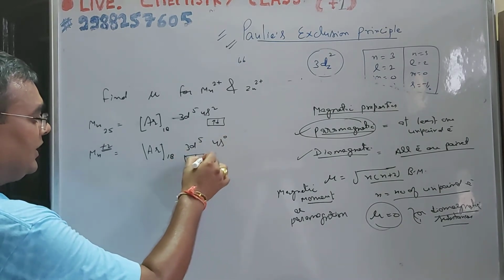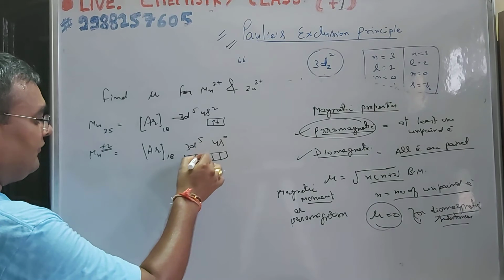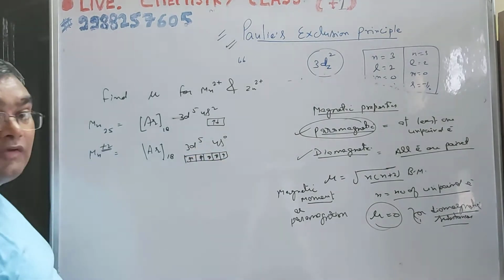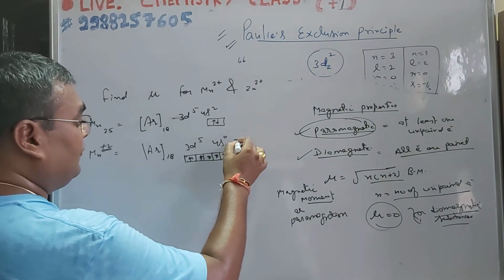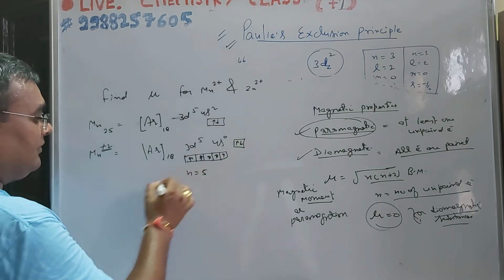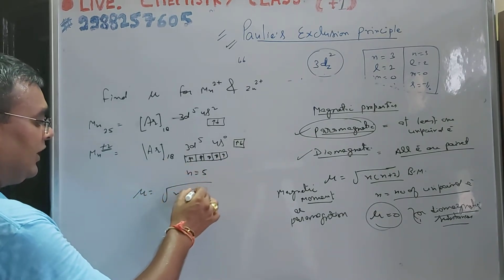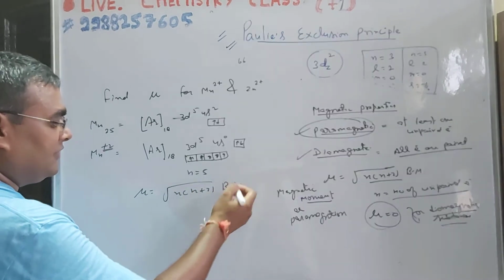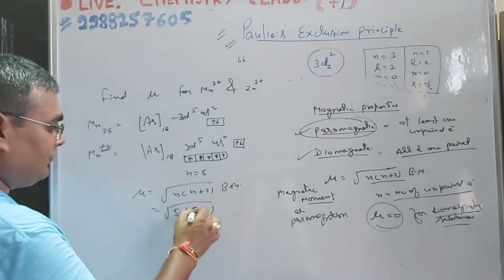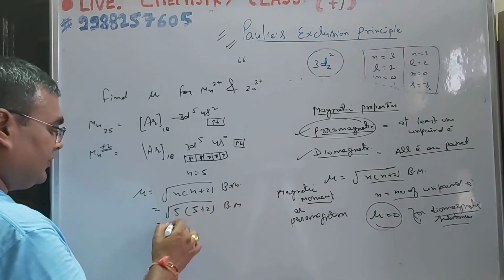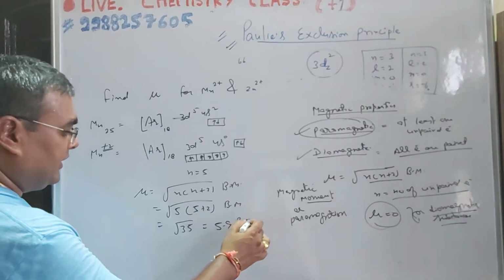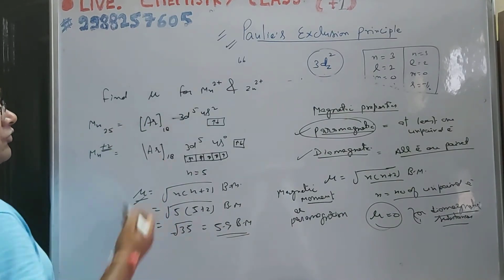If we distribute electrons in 3d5, 1 2 3 4 5, these are the 5 unpaired electrons according to Hund's rule. We have to fill 1 1 1, and in 4s0 there are no unpaired electrons. So n value is 5. Now we find the magnetic moment, square root of n(n+2) Bohr magneton. This is the unit. Put the value of n here, 5 times 7 is 35, and the root is nearly 5.9 Bohr magneton for Mn2+.